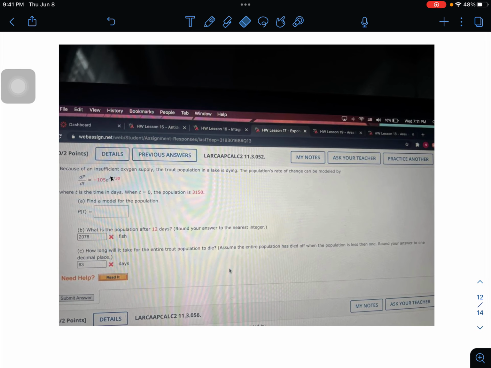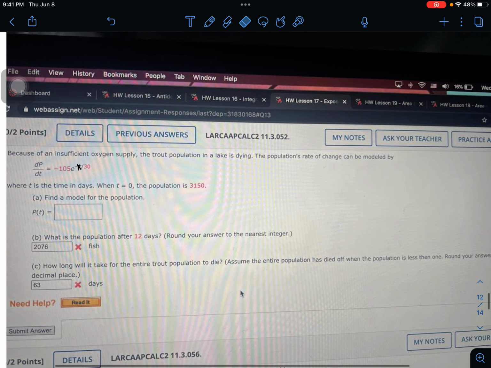All right, let's go ahead and do number, let's see, I'm not quite sure what number it is, but it is the one that's talking about the oxygen supply. Because of an insufficient oxygen supply, the trout population in a lake is dying. The population's rate of change can be modeled by this, where t is the time in days. At t equals 0, the population is 3150, and I need to find a model for the population.